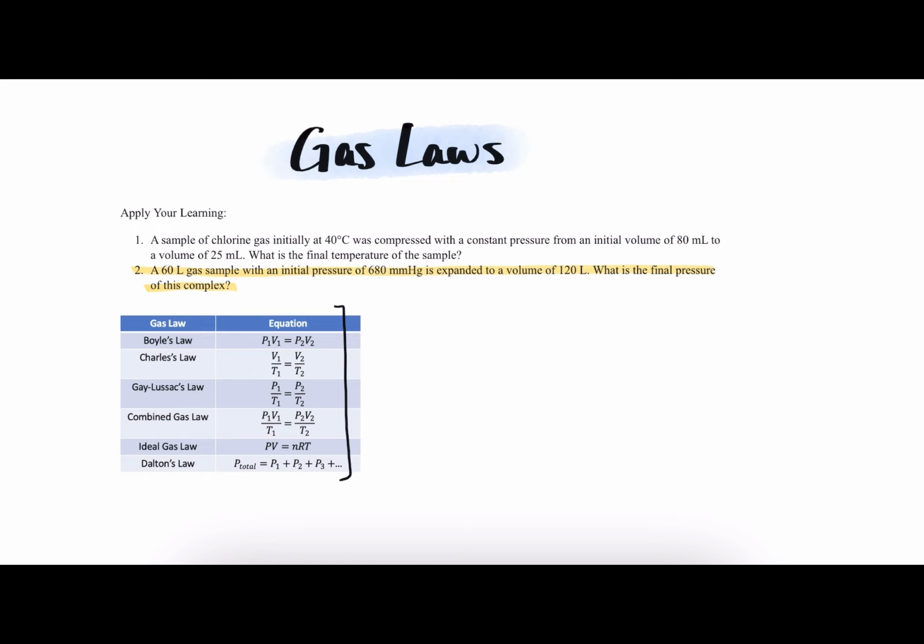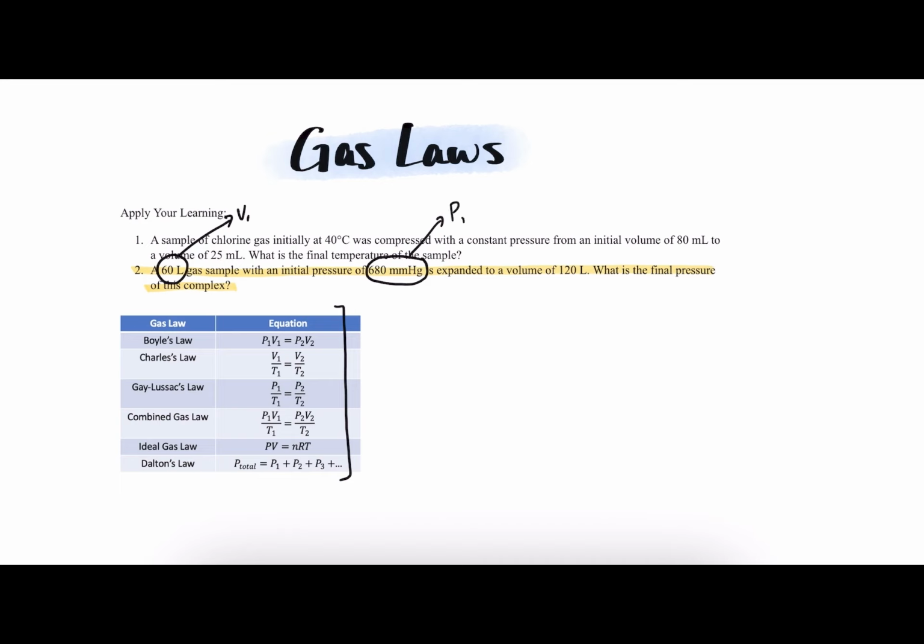So going back to the problem, we see that we're starting with a 60-liter gas sample. So that tells us that V1, or the initial volume, is 60 liters. It tells us that the initial pressure is 680 millimeters of mercury. Millimeters of mercury is just a pressure unit. So we can call this P1.